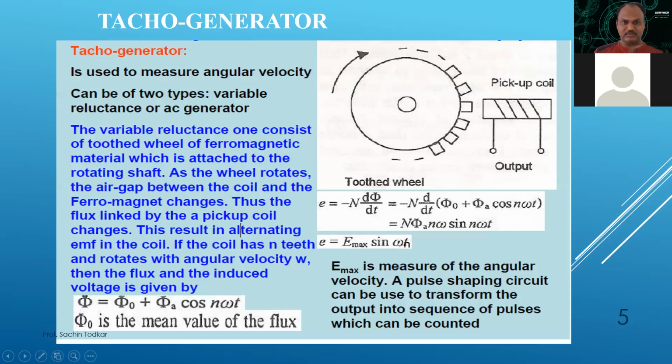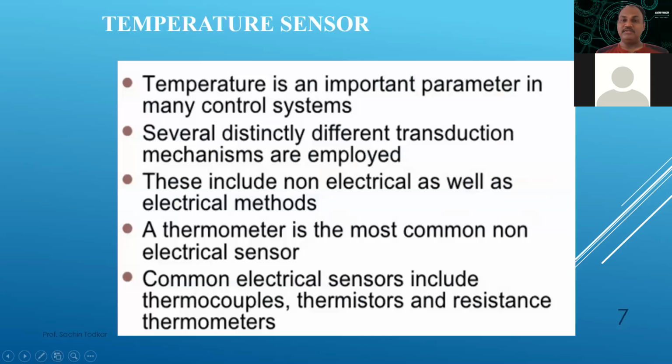This part, echo generator, we have seen in last lecture. Temperature sensor is an important parameter in many control systems because in mechanical as well as automobile system, we need to detect the temperatures. Several distinctly different transduction mechanisms are employed. These include non-electric as well as electric methods. In mechatronics, we are going to consider all type of non-electric and electric methods to calculate temperature.